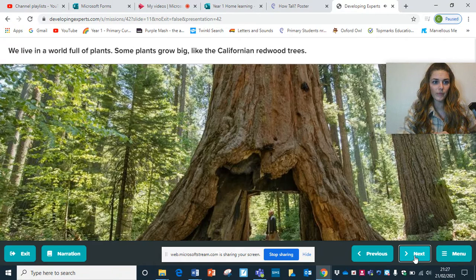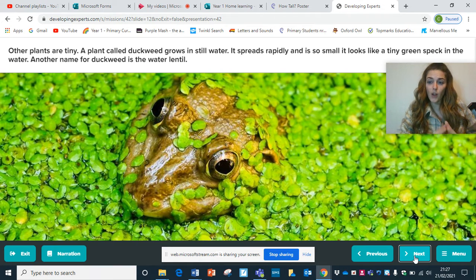That's fine as well. So we live in a world full of plants. Some plants grow really big, like this is a Californian redwood tree, which grows really, really big. And you can see the person there, that's how big the tree is. You can really see that there and how tall they grow. Other plants are so tiny. So we can get tiny plants here. This one is called duckweed, and it grows in water, in still water, and it grows really fast. It spreads really quickly, rapidly, and it's really small. So it looks like tiny green specks in the water. So you can see here, tiny, tiny little ones.